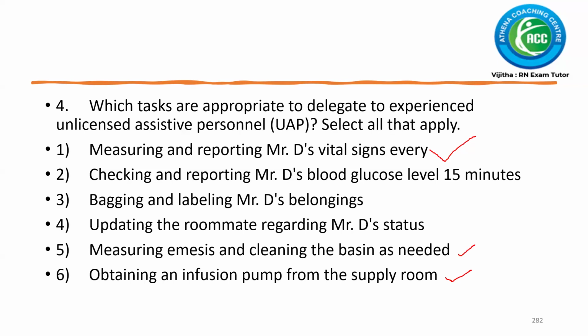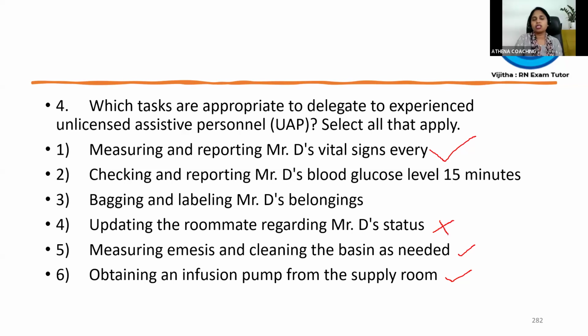And what about the fourth one? Updating the roommate regarding Mr. D's status. Fourth one should be removed. Why? Regarding status, the unlicensed assistive personnel should not tell. The prognosis, an update, he or she should not tell. So D is wrong. Bagging and labeling can be, right? Yes, it can be.